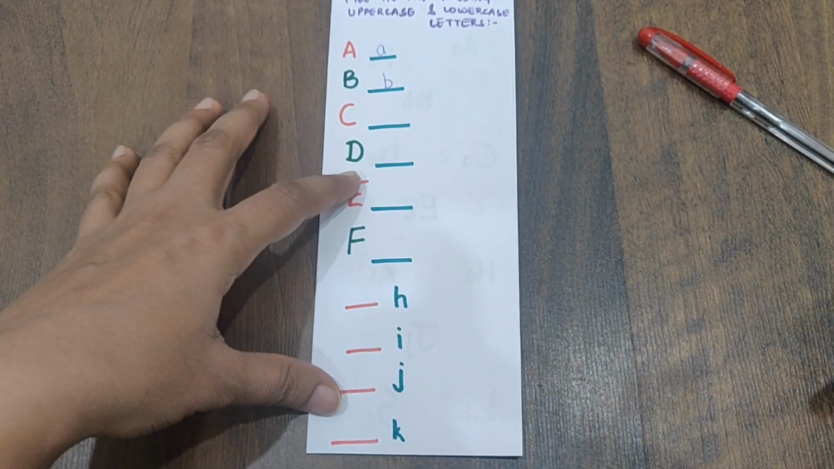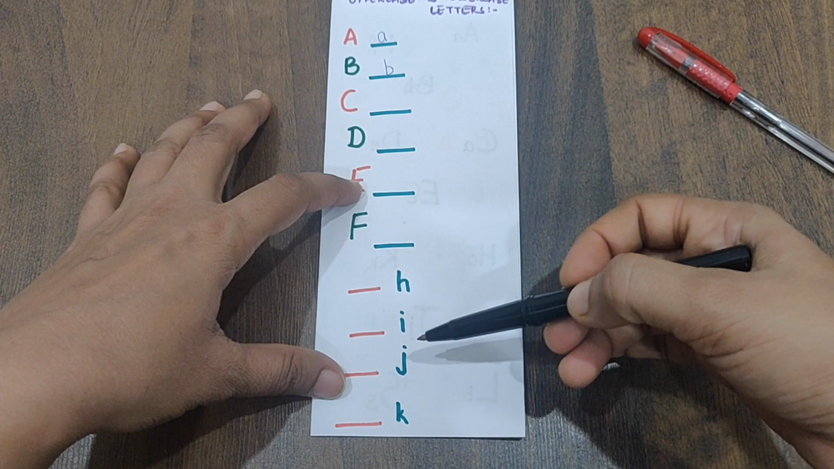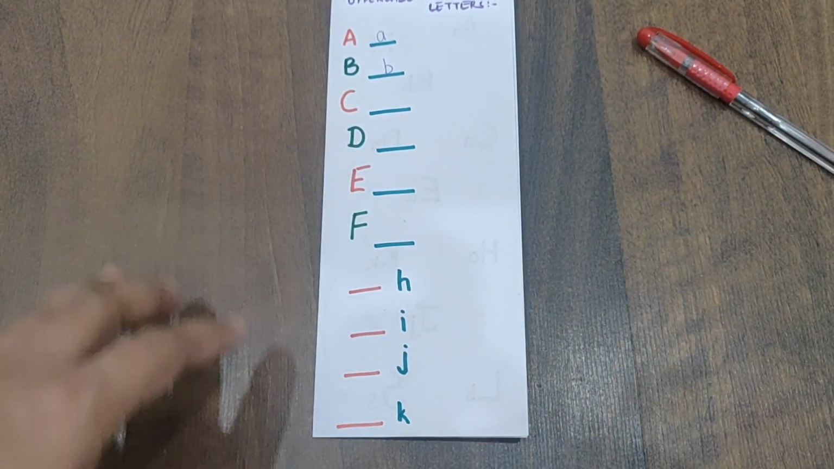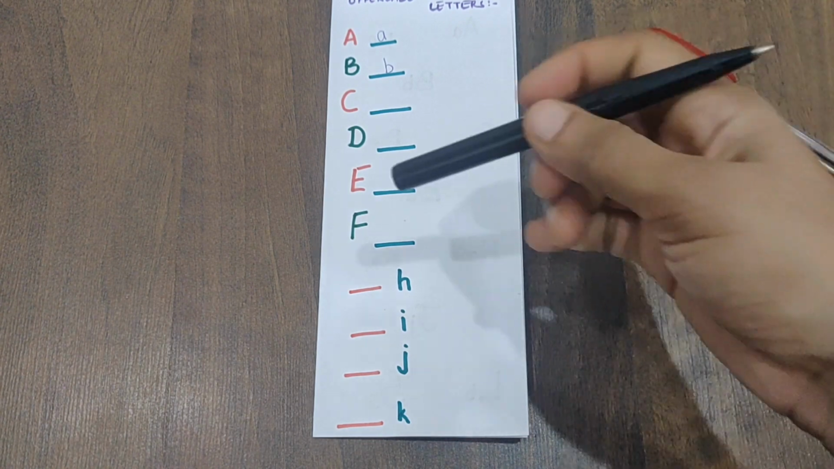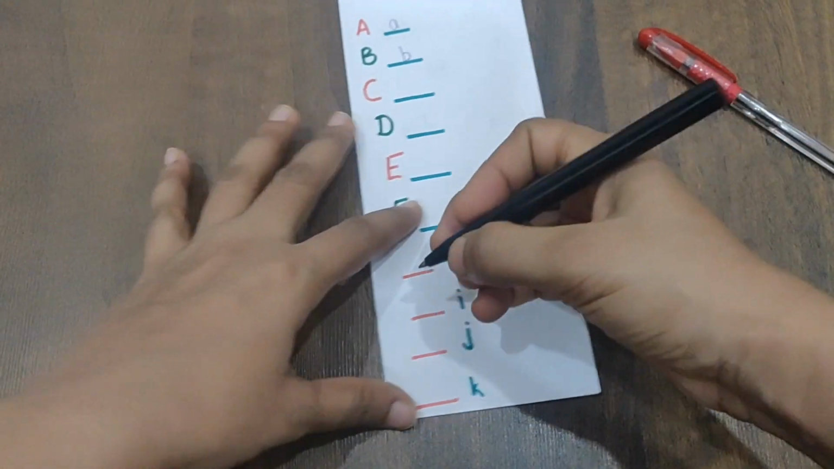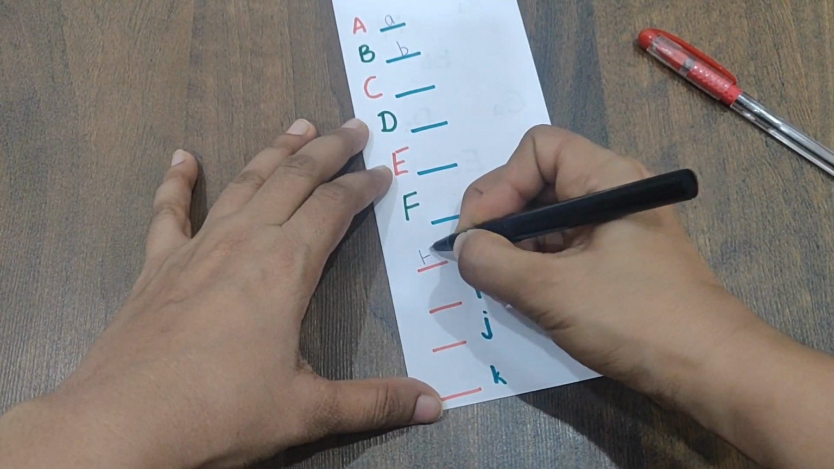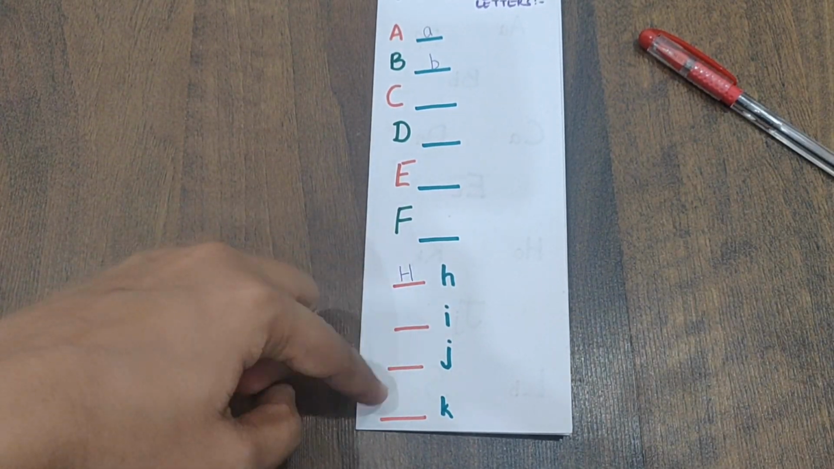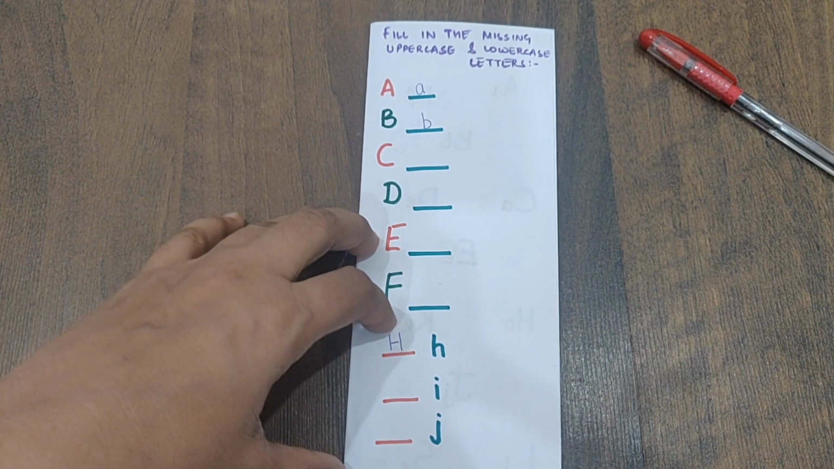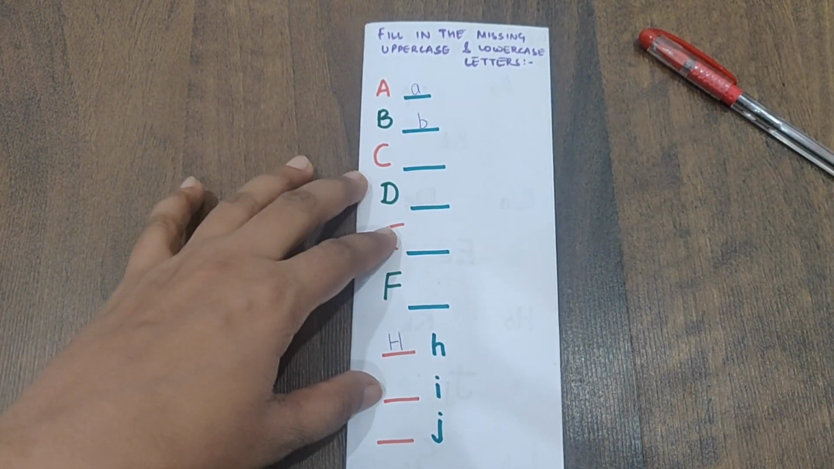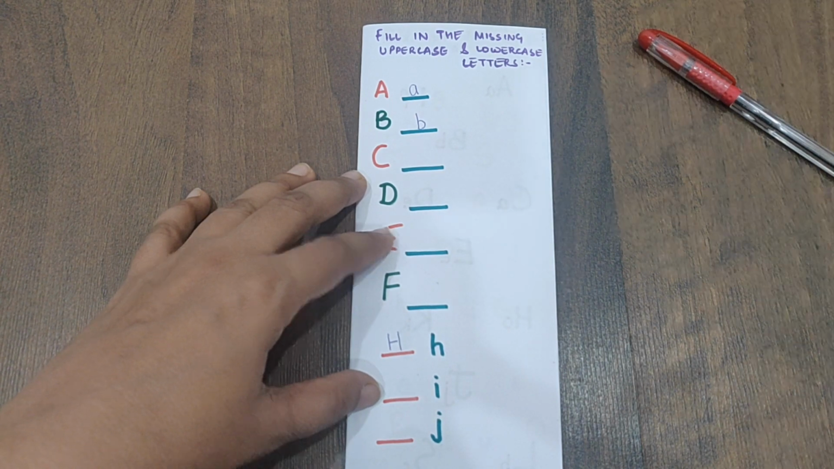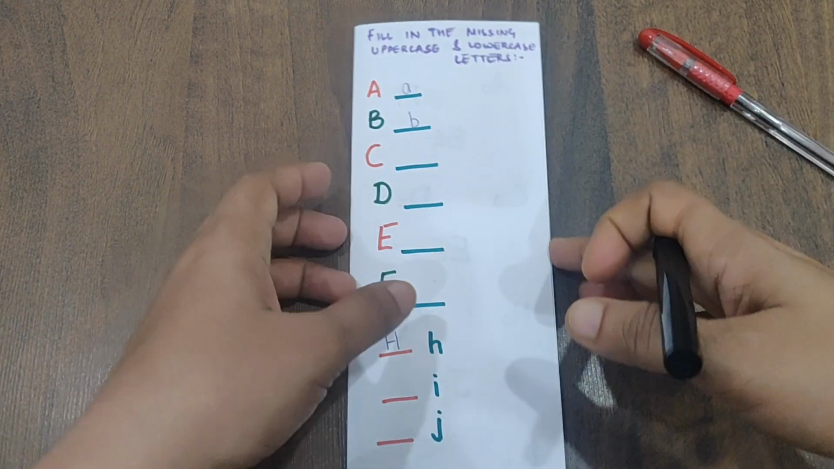Similarly, at the bottom I have made it for the lowercase letters, whereby the uppercase letter has to be filled up. So the uppercase letter over here, in this case, is going to be H, like this. All the uppercase letters, all the capital letters, are supposed to be written. So this is all about filling in the missing uppercase and lowercase letters. Now moving on to the next.